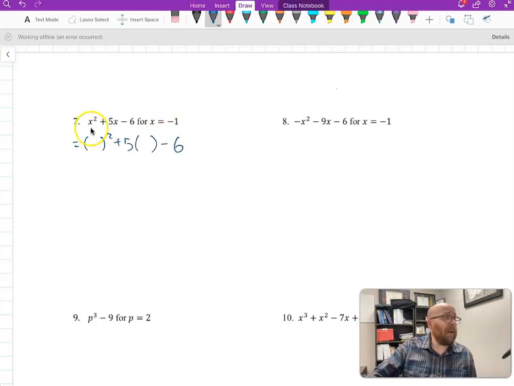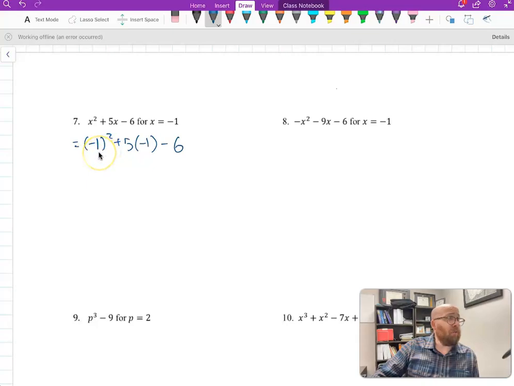So everywhere that I have an x, I replace that x with a set of parentheses. And now, inside my parentheses, I'm going to put my value for x. In this case, that's a negative 1. Okay, so we have all of negative 1 squared plus 5 times negative 1 minus 6.